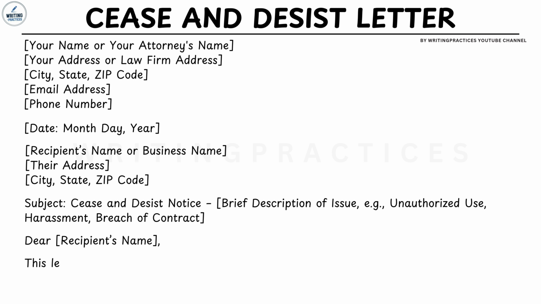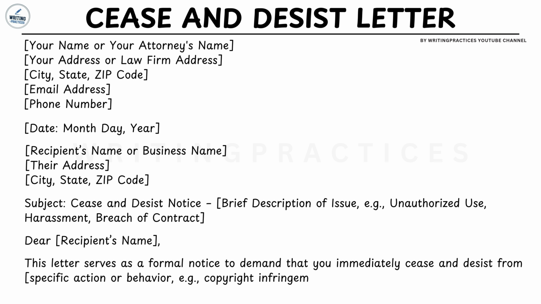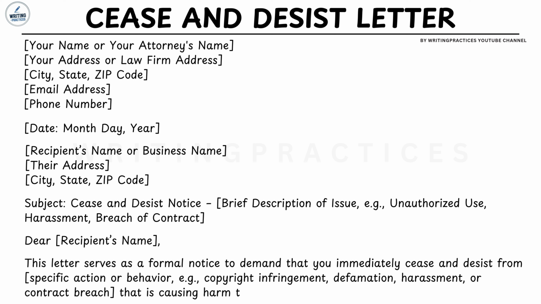6. Opening paragraph. Purpose of the letter. The first paragraph is where you get straight to the point. For example, you might write something like this. This letter serves as a formal notice to demand that you immediately cease and desist from unauthorized use of my copyrighted material, which has caused harm to my business. Here, you're stating your demand and identifying the harmful action, whether it's copyright infringement, harassment, or something else. Keep it short and to the point, but make sure your message is crystal clear.